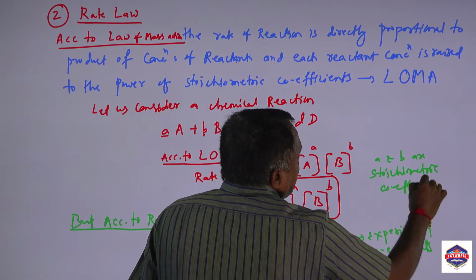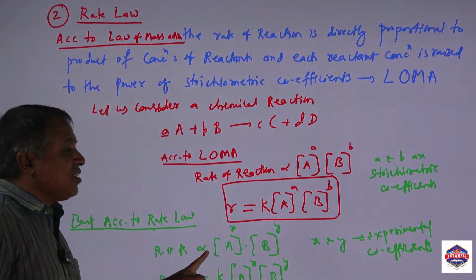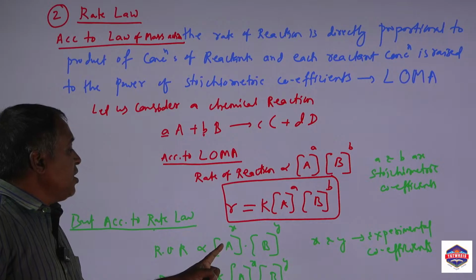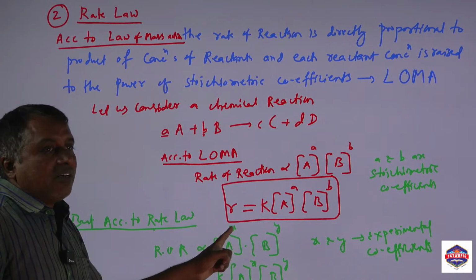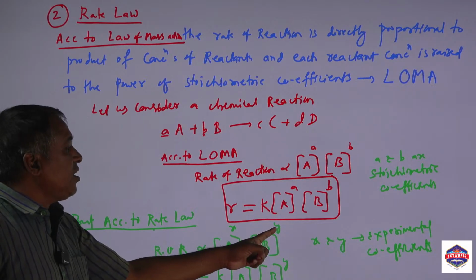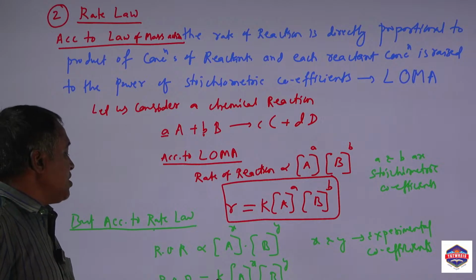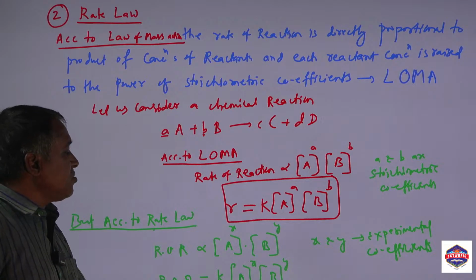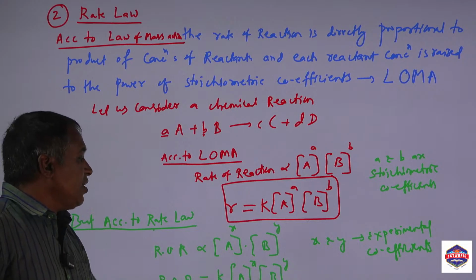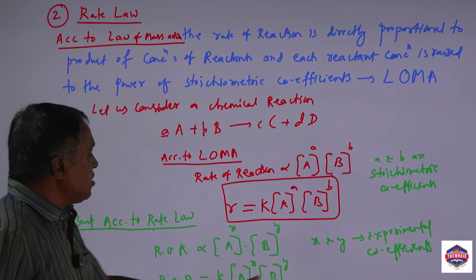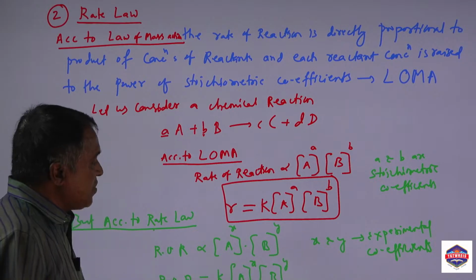Whereas according to the rate law, rate of reaction is directly proportional to the product of concentrations of reactants, and each reactant concentration is raised to the power of their experimental coefficients. Therefore, rate of reaction is equal to a constant k into [A]^x into [B]^y, where [A] and [B] are the molar concentrations of the reactants A and B, and x and y are the experimental coefficients.